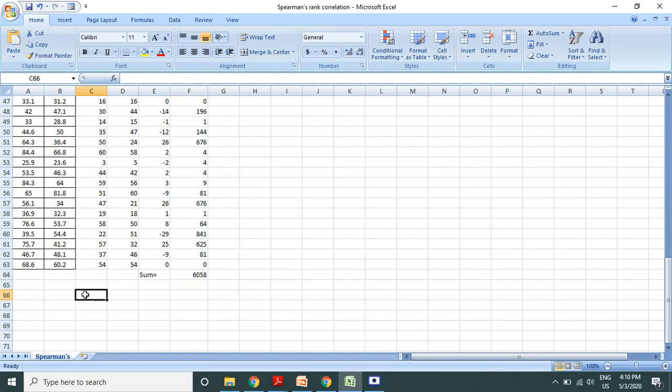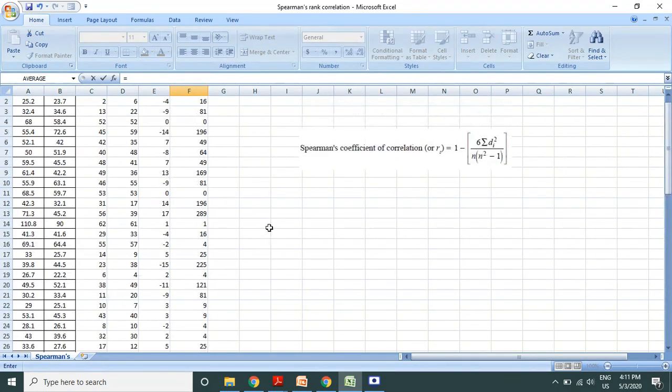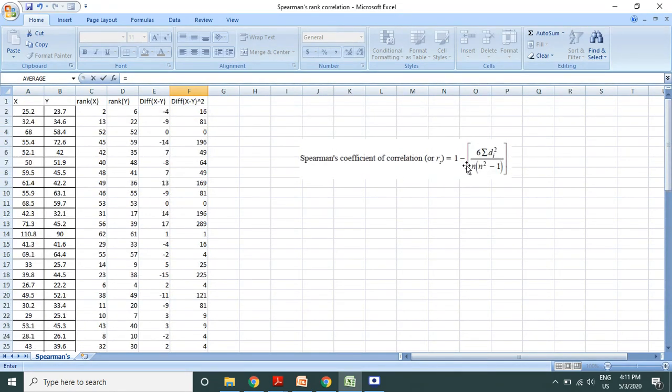Now here we'll write the formula for Spearman's correlation equals to, this is the formula, 1 minus 6 into summation of the difference of squares upon n square minus 1, or we can write it as n cube minus n.